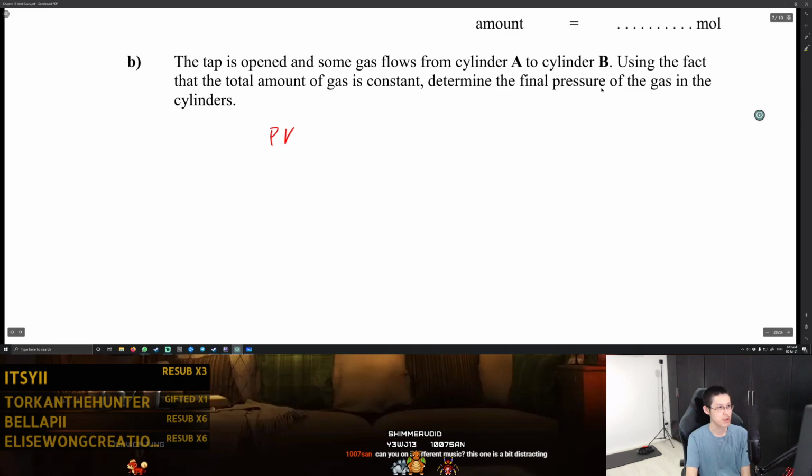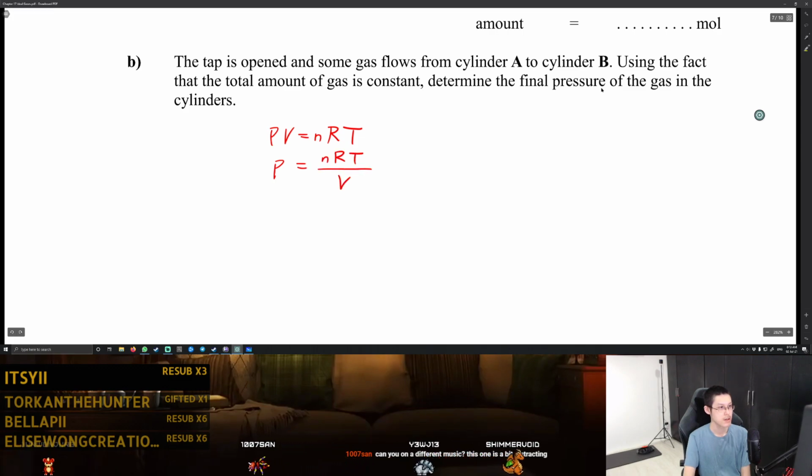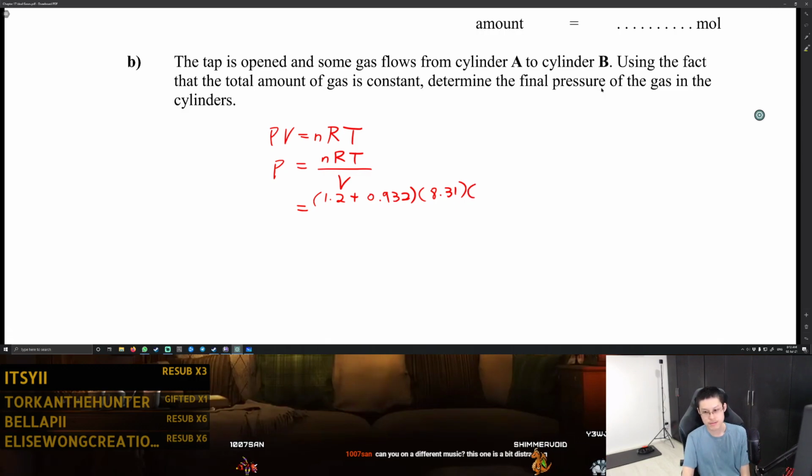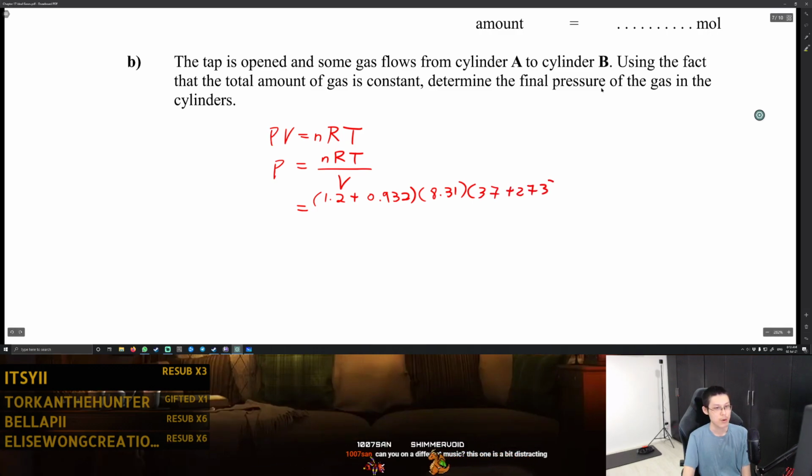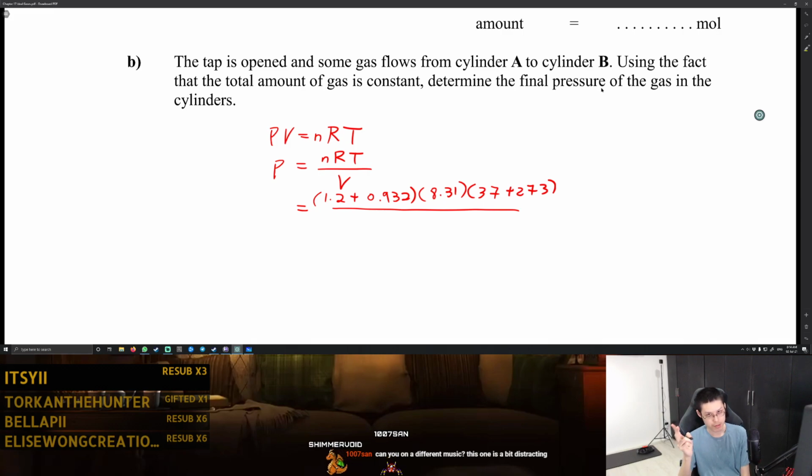Okay, so again, we just use the same equation. Final pressure is P. So n is going to be the sum of the moles of the gases. So that's 1.2 plus 0.932. R is 8.31. Temperature is going to be the same temperature. If the temperatures are different, you have to do something else, but we're gonna talk about that in 2 chapters from this chapter. We talk about that in thermal properties of matter. So don't worry about that for now. For now, we can pretty much assume that the temperatures are the same when you have 2 gases and they mix together. And then V here is going to be the volume.